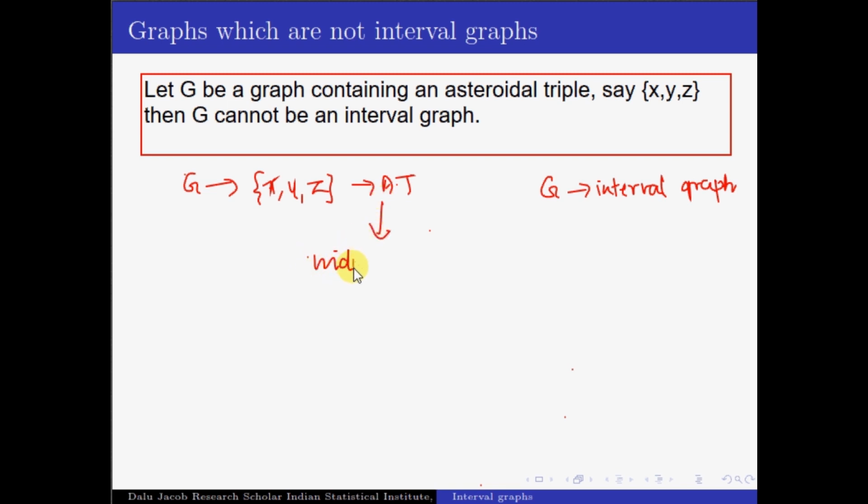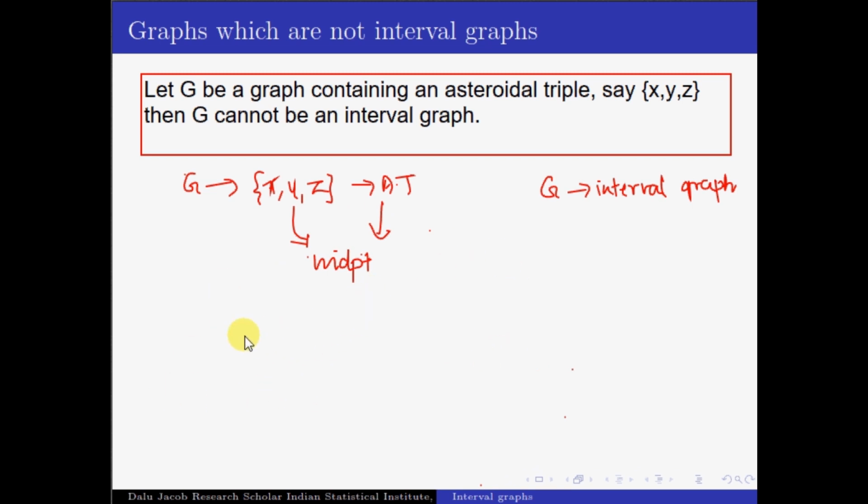So that was the first condition for a triplet to be an asteroidal triple. It must be independent. Independent means they are non-adjacent to each other. So in terms of interval representation, what can you say about the intervals corresponding to these vertices x, y, z? Definitely they must be disjoint, right? So it must be something like that.